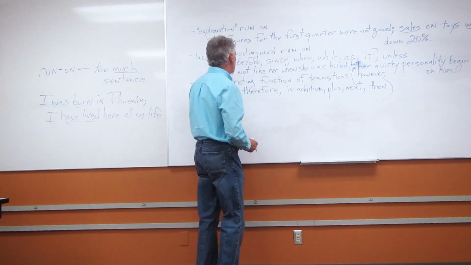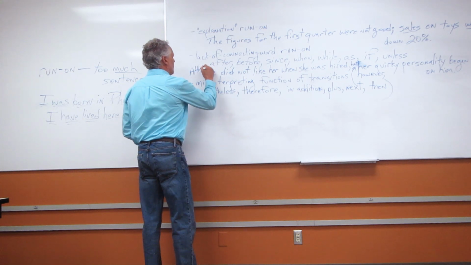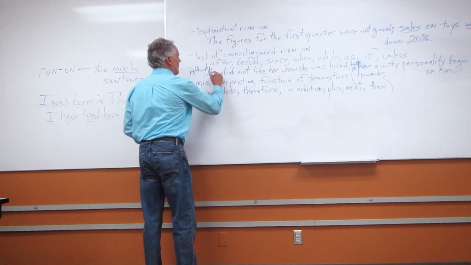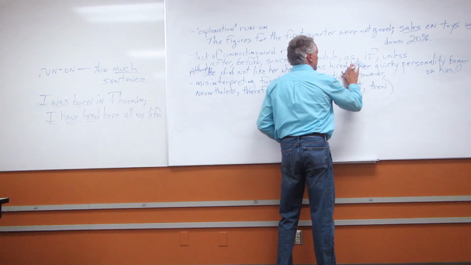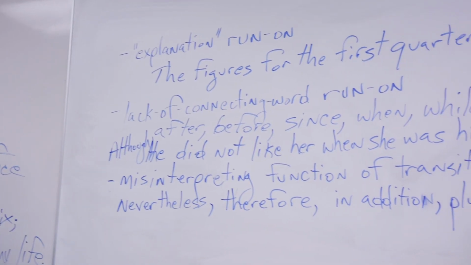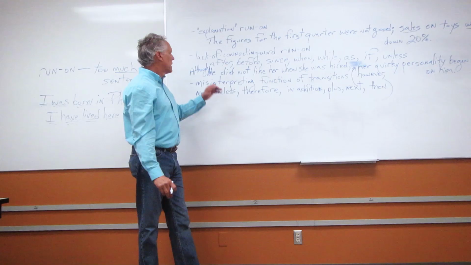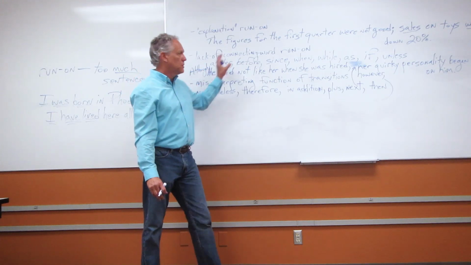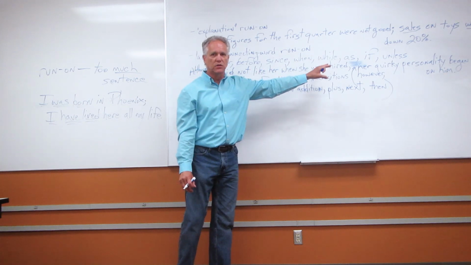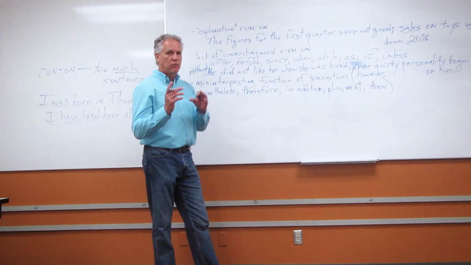Another possibility would be to put although here at the beginning. Although he did not like her when she was hired, her quirky personality began to grow on him. Again, the word shows the contrast between the two ideas and puts those ideas together into one sentence, avoids the run-on.